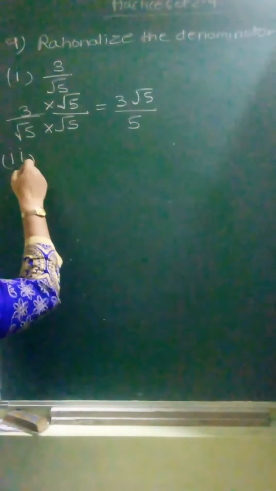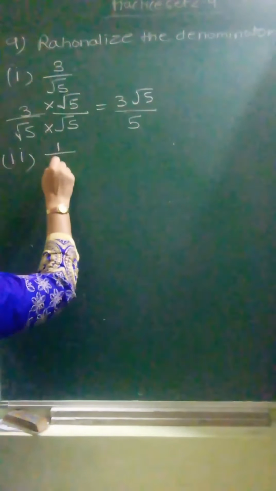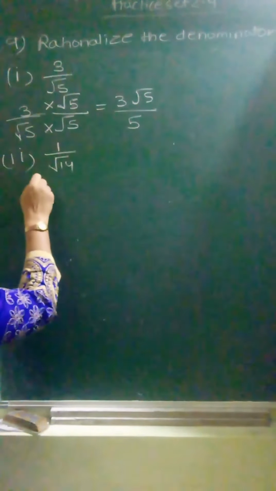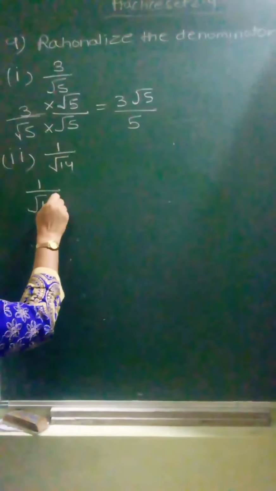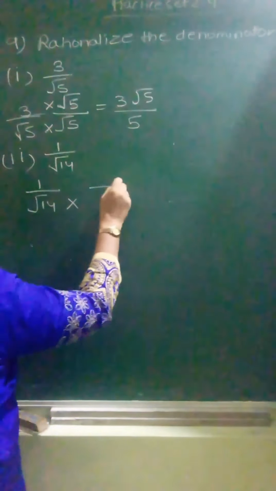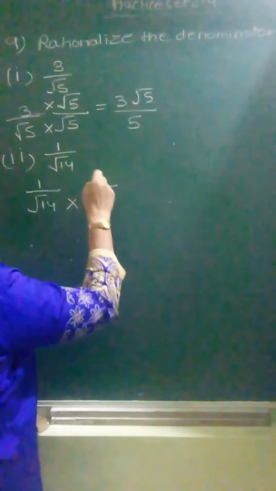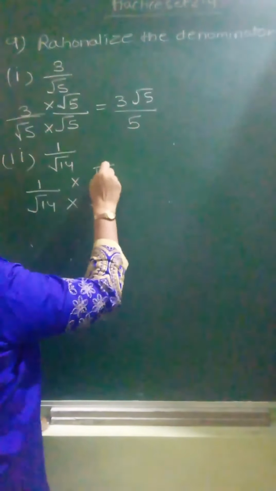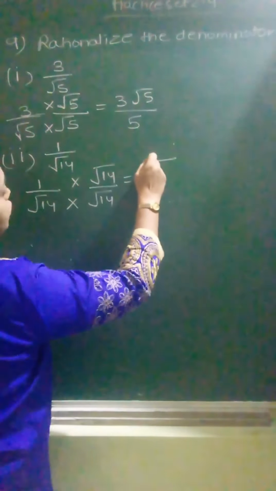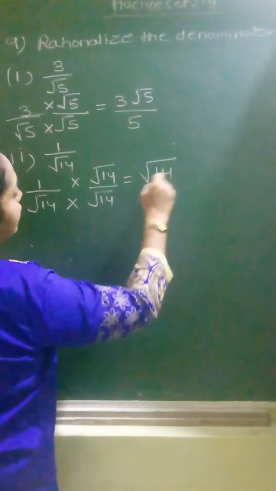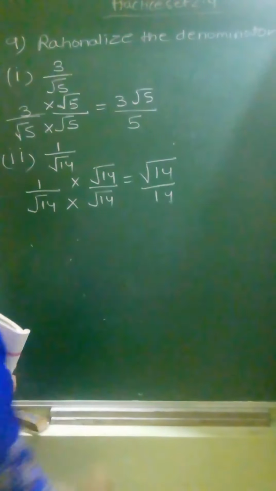Similarly, the second question is 1 upon square root of 14. Again, what can we do? This square root of 14 can be multiplied by square root of 14, and the numerator is also multiplied. So we will be getting square root of 14 upon 14. Here we have rationalized the denominator.